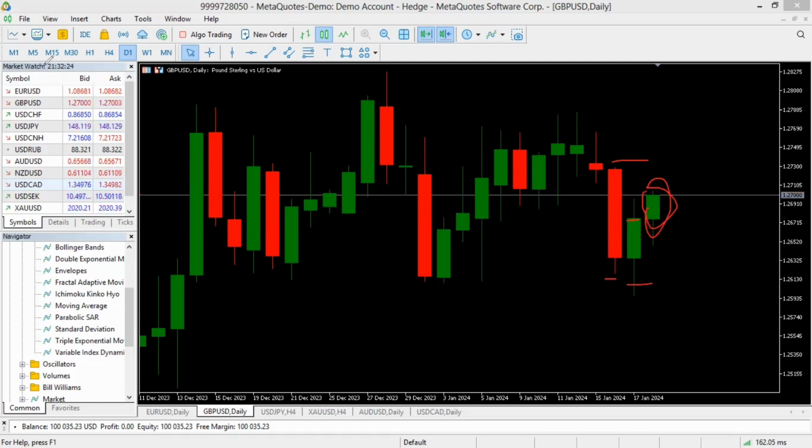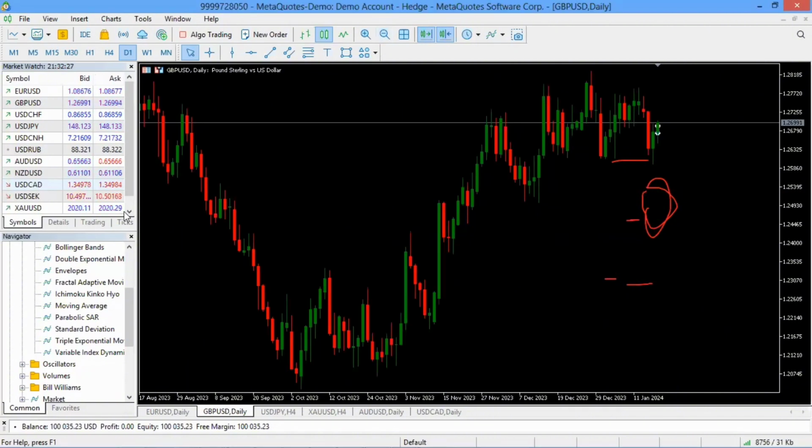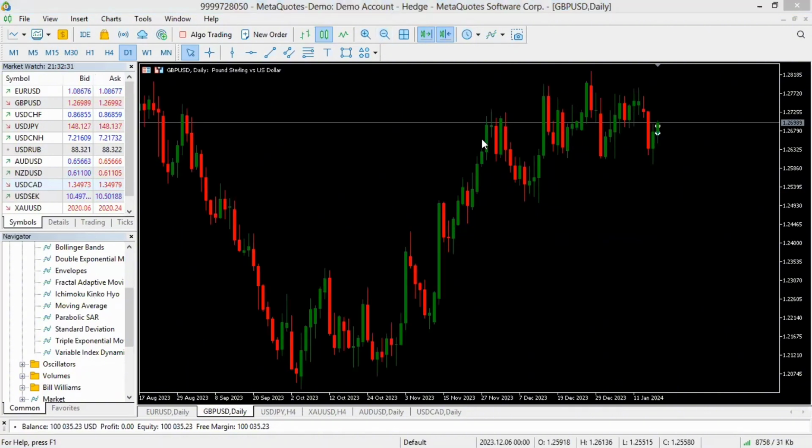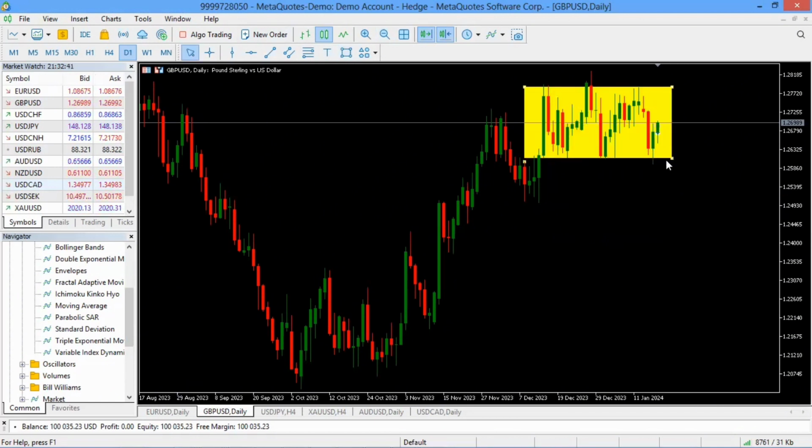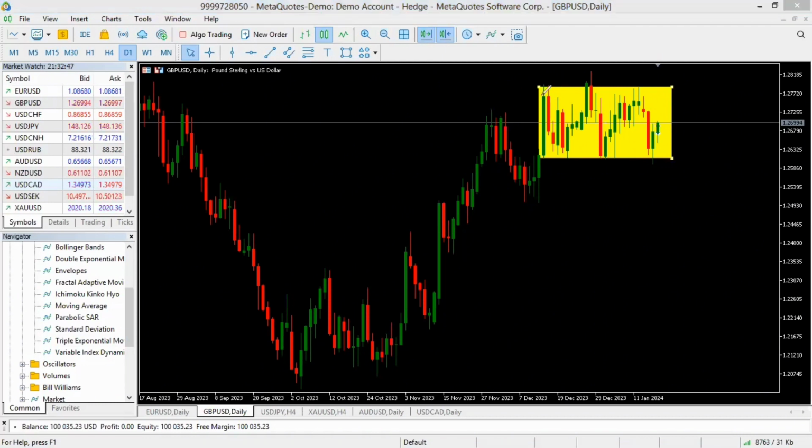Now, this strategy will work best when the market is really trending. Of course, if you look at pound dollar, you are going to find out that the market has been ranging since this price. So this is a ranging market. If you look at it carefully, it has created a head and shoulder pattern. So that's the left shoulder, that's the head, and that's the right shoulder. This is the neckline.